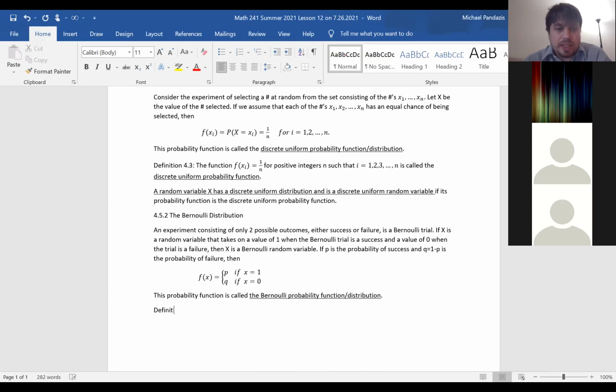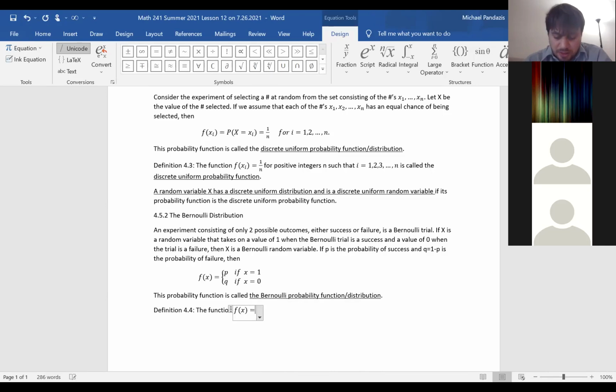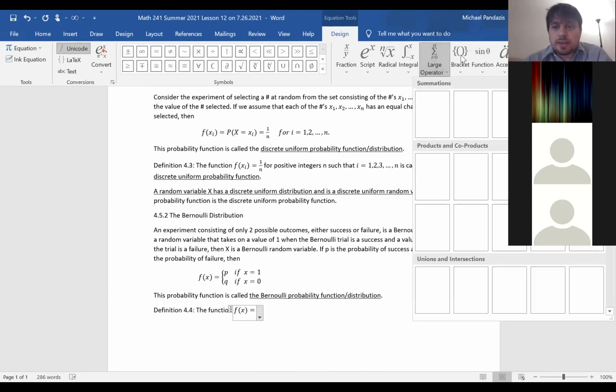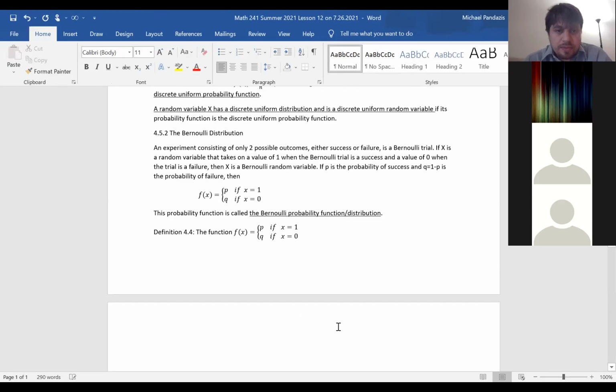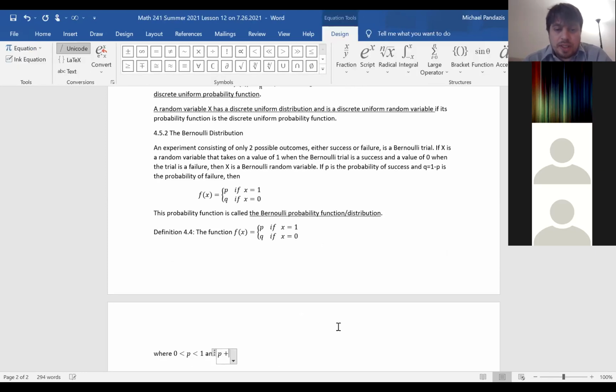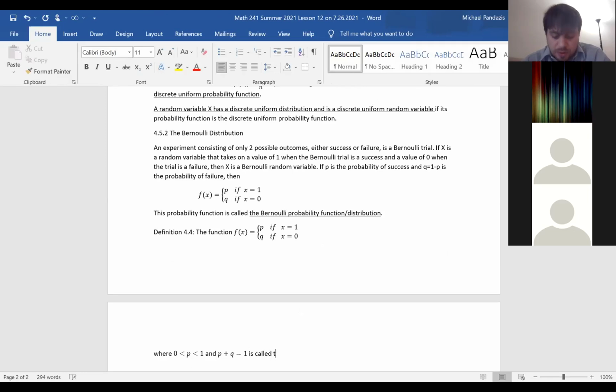Now I'm just going to reiterate what I said. Definition 4.4: the function f of x is equal to p if x equals 1, q if x equals 0, where 0 is less than p less than 1, and p plus q is equal to 1, is called the Bernoulli probability function.